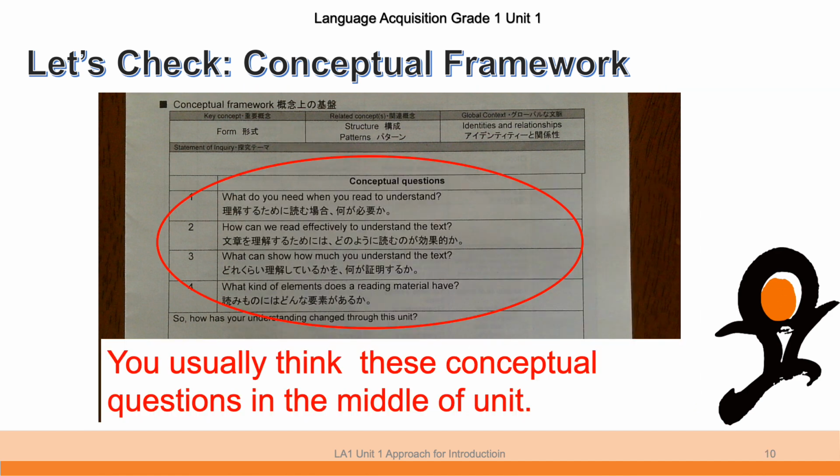Moreover, you should think conceptual questions. Teachers ask you these questions because we want you to think deeply. Deep thinking helps you learn. You usually have some chances to think conceptual questions in the middle of unit.